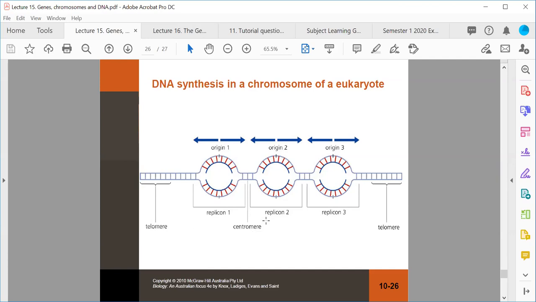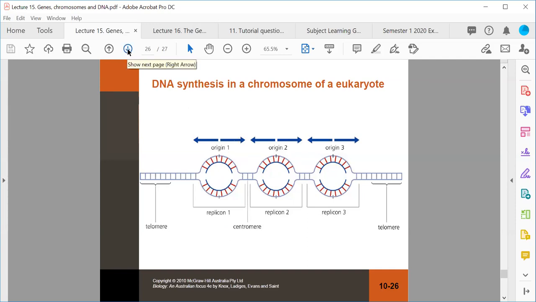But all you need to take home from this slide is the 3 regions of DNA that have opened up to enable DNA replication to take place. Each of these 3 regions are called replicons. So we've got replicon 1, 2, and 3. We can see the DNA is being replicated here and here, and this is occurring in each replicon. And of course, as we saw on the previous slide, there's not just one replication fork, but 2 replication forks in each of those regions of DNA.